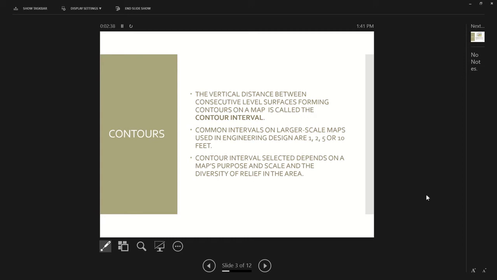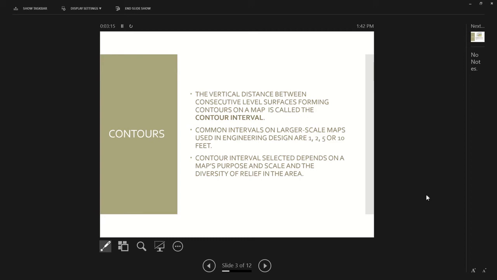Contour intervals selected depend on the map's purpose and scale and the diversity of the relief area. So, case in point, a lot of the topographic maps that are shown for out in the Rocky Mountains are actually 100-foot contour interval because the elevation changes so much. If you looked at the elevation map, the lines would look like they were right on top of each other, so you wouldn't really see an elevation change. It'd be just too cluttered if you did it at like a 1 foot interval. The page would just be black because of the elevation relief that's there.